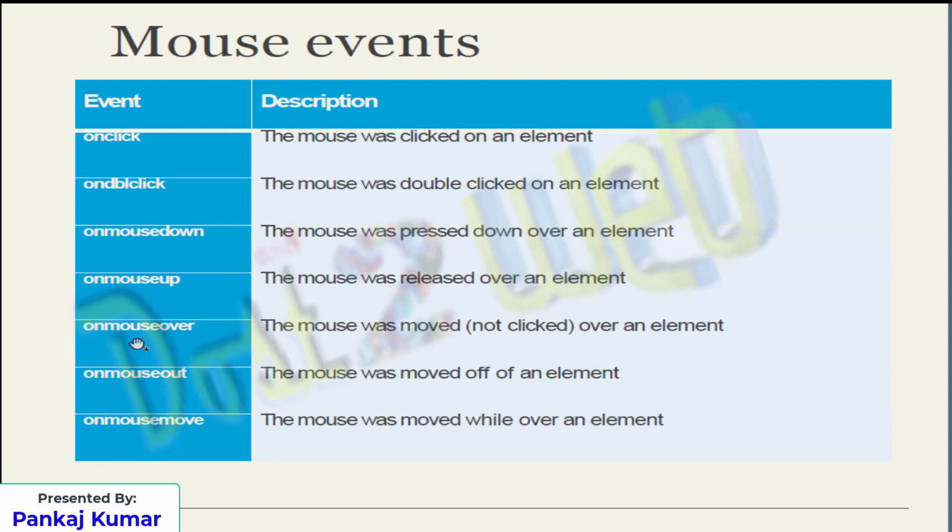When you use onmouseover, that means you keep the mouse on a particular text or button, and you can see different effects. onmouseout is when you move the mouse out of the element, and there will be some effect. Similarly, onmousemove means the mouse moved while over the element. These are the mouse events you have to use in JavaScript or in the DOM.